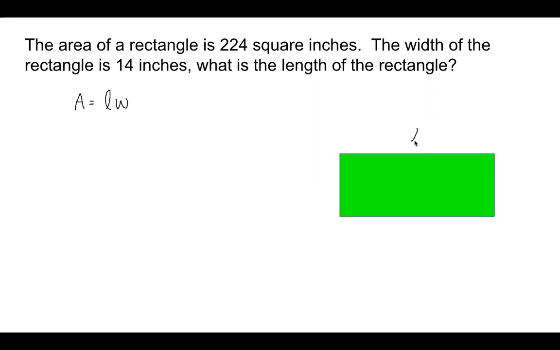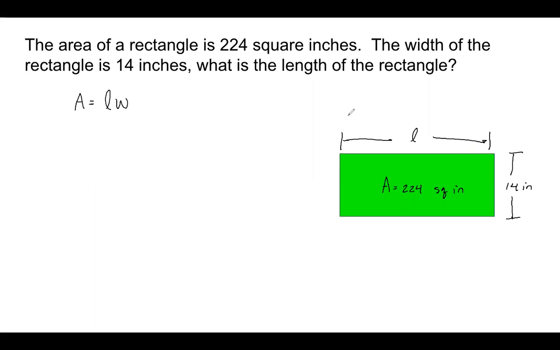And here's a rectangle. So we'll make this be the length, and we'll make this be the width on this side, like that. Okay. The area is 224 square inches. I'm going to put that right on top of my shape. Square inches, because area is always made up of squares. The width of the rectangle is 14 inches. So I'm going to erase W, and I'm going to fill in 14 inches. What is the length of the rectangle?